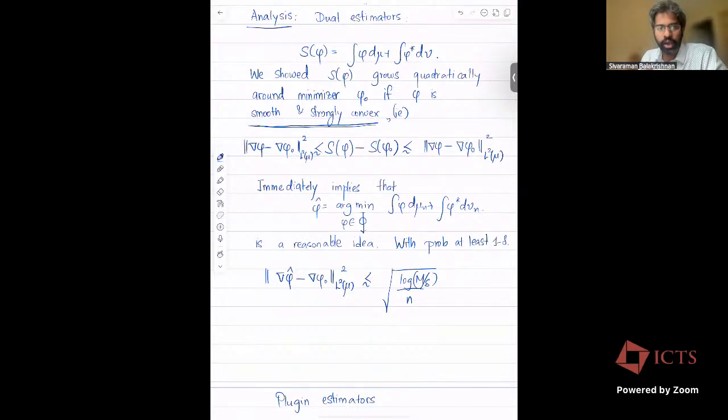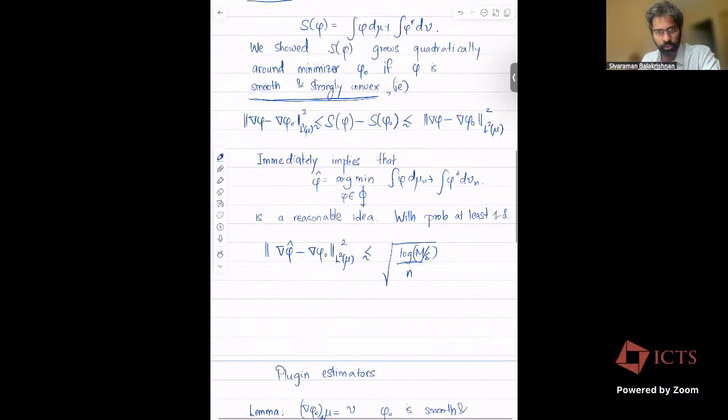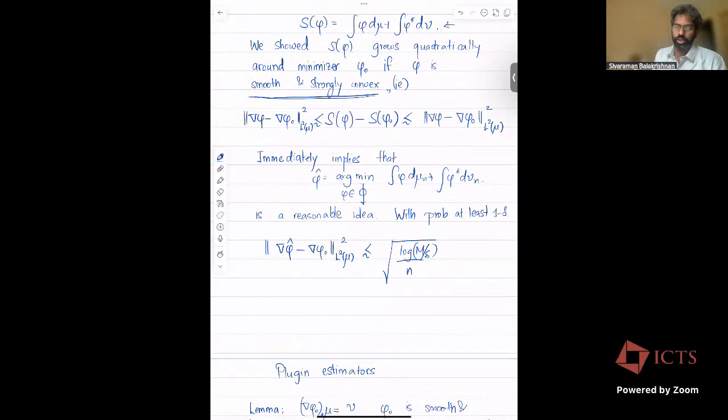So maybe the main high level takeaway was that in order to analyze these kinds of estimators, we have to argue somehow that the programs we're solving to get these estimators have some sort of stability. We're somehow perturbing their input arguments, and we're trying to say something about the output of these optimization problems. So it better be the case that these optimization programs are in fact stable to perturbations of their inputs. And we showed one such stability bound, which is just to say the semi-dual, at least if you're looking at strictly convex and smooth functions, will grow quadratically around its minimizer.